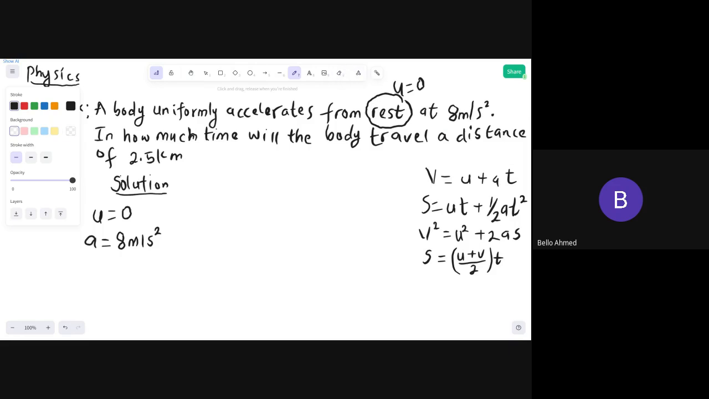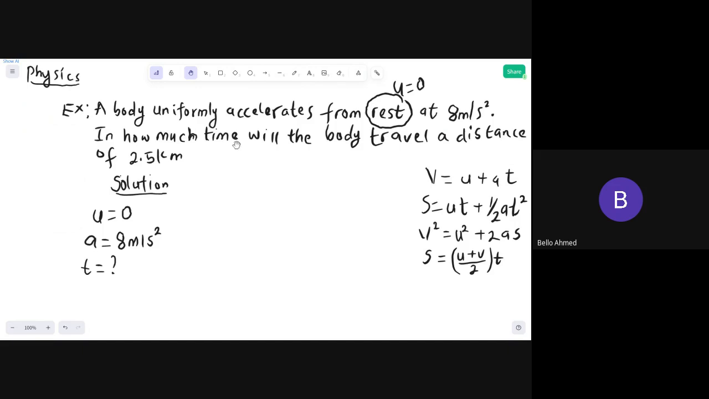Then we continue reading the question: in how much time? Imagine somebody asking you in how much time, meaning that you are being asked for time. The question didn't give you time, but it's asking you for time. So time is going to be part of your parameters. You're going to say t equals unknown, so you put a question mark, meaning that you don't know. That is exactly what you're looking for. Please take note of that. Know how to get your parameters out of the question.